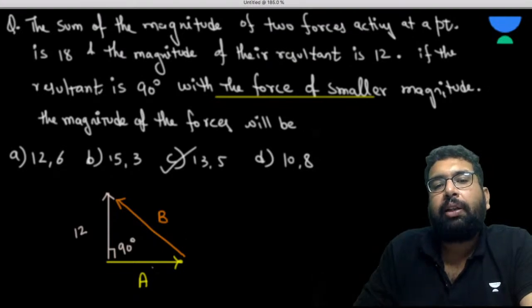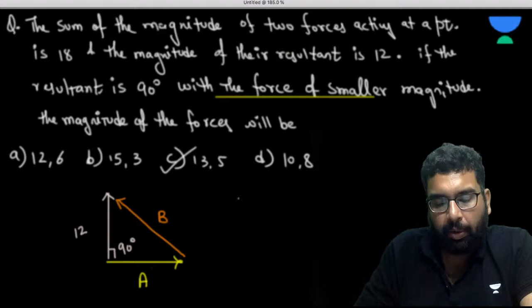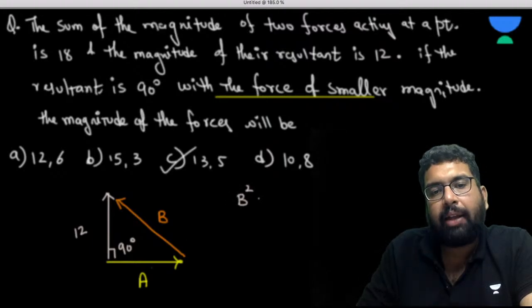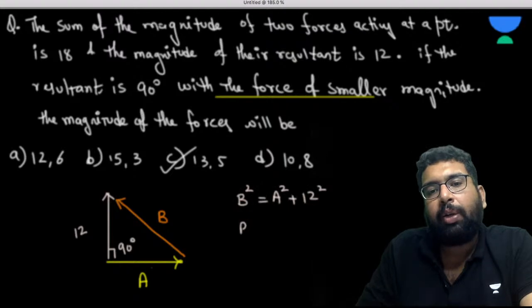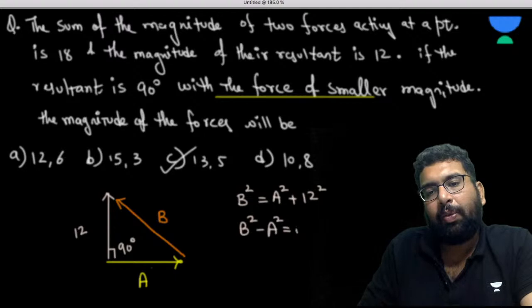From here, this is A, this is B. So we can use the Pythagoras theorem. B square is going to be equal to A square plus 12 square. So B square minus A square is equal to 144.